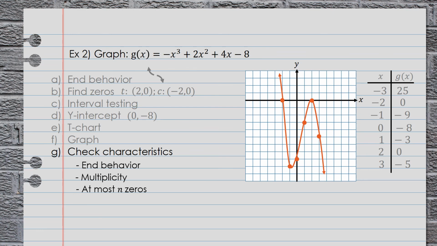Next, it says you're going to have at most n zeros. Since our degree was 3, it meant we were going to have at most 3 zeros. Well, we did have 3 zeros. It just happens to be that one of them repeated. And next, at most n-1 turning points. Since our degree was 3, 3 minus 1 means we would have at most 2 turning points. Well, looking at your graph, you have 1 min and 1 max, so it appears to be true.